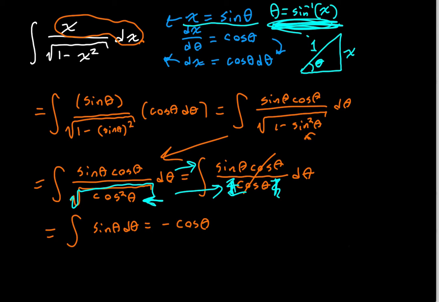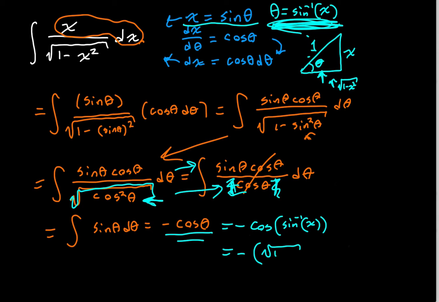So if we want negative cosine of theta, that's going to be the negative cosine of the arc sine of x. So if this theta here is the arc sine, then what's the cosine of it? The cosine is going to be this side down here over 1. What's this side down here? Well, we can just do the Pythagorean theorem. It's going to be the square root of 1 minus x squared. So this is going to be negative square root of 1 minus x squared.